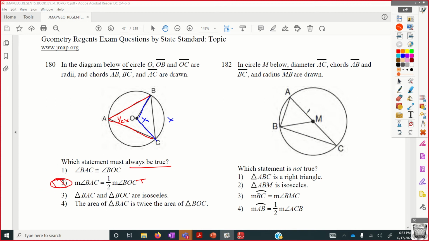Same thing here. We know that we did this question like four times already. These two sides are equal because they're the radii. This triangle is isosceles. This angle here is equal to the arc, and this angle right here is equal to half of this arc. But it says that the arc is equal to half the angle instead of the other way around. So we talked about that one before.